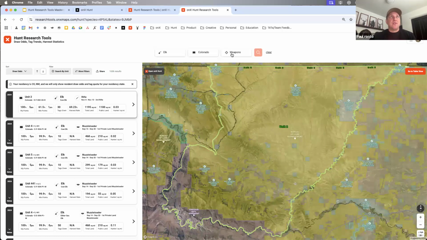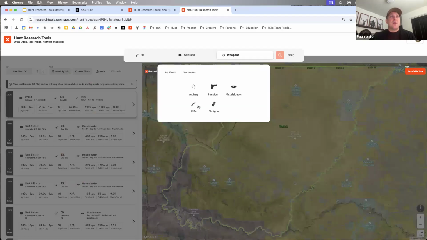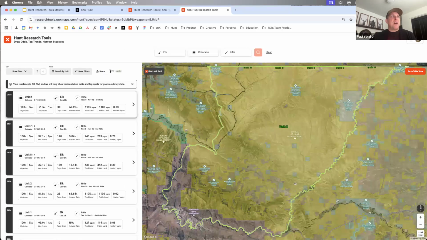So the first filter I'm going to do is the weapons filter. I'll go in here and I want to look at rifle hunts this year. I want to hunt elk with a rifle. I've got no points. I've got other stuff to do in September, so I probably won't be able to do an archery hunt. So first, let's do that. Now you'll see it drop down from 1,600 to 1,200 results.